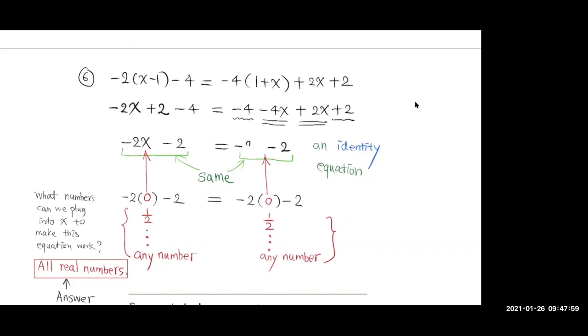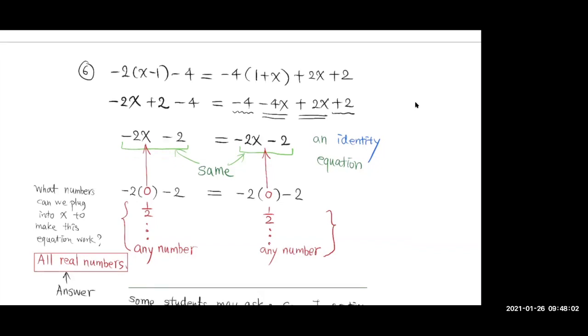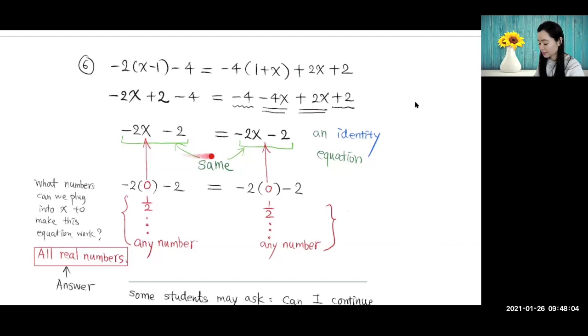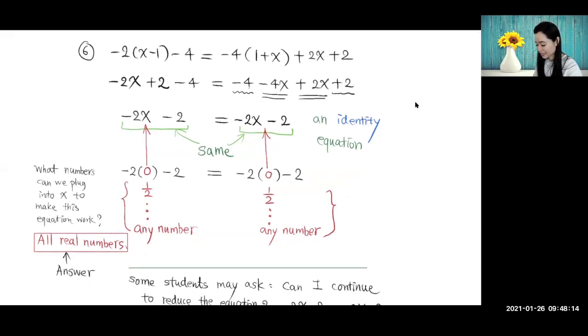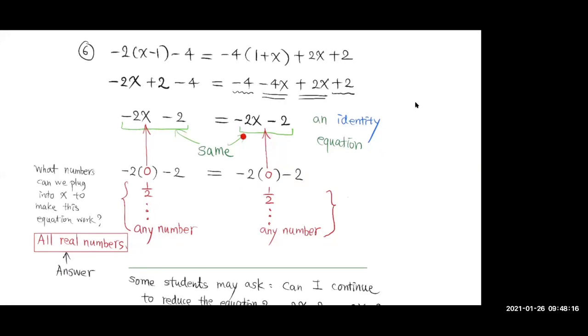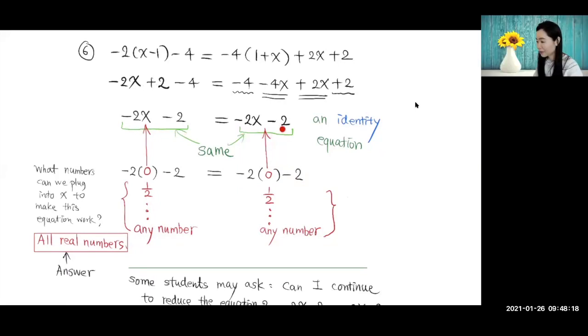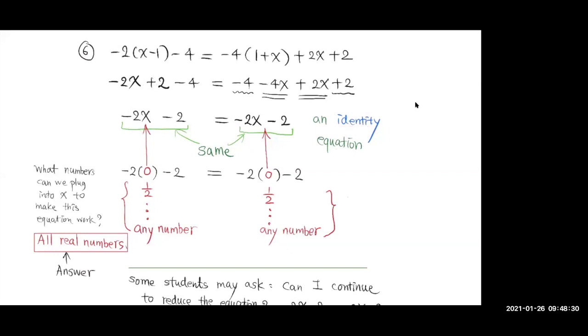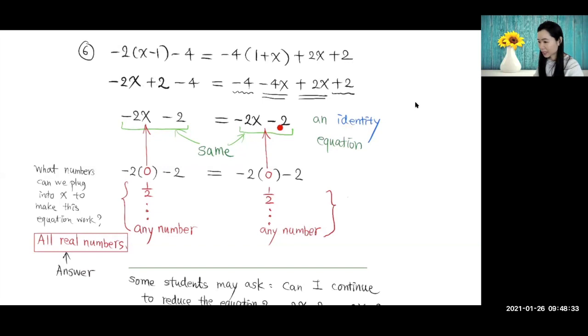Negative 2x, yes. Now, do you guys observe something interesting about this equation? What do you observe about the left side and the right side of this equation? What do you see? They're the same, right? They are identical on both sides of the equation. So this is an equation that we call an identity equation. So this is an identity, okay? Both sides are identical.